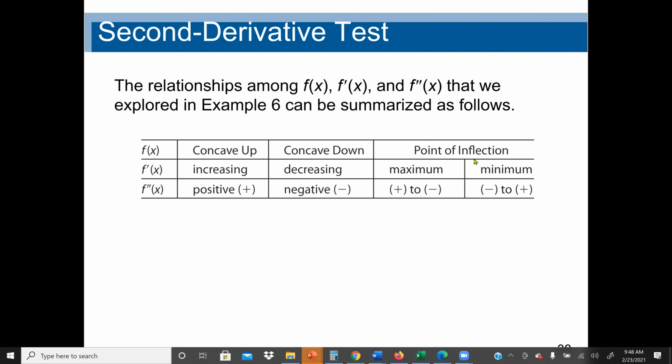Point of inflection is where we change from concave up to down. Positive is concave up, negative is down. So from concave up to concave down is called the maximum. Then concave down to up will be the minimum for the first derivative. Remember, if I'm going concave up to down, I'll get a relative maximum, or the other way, minimum.